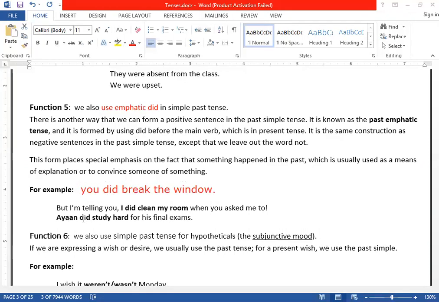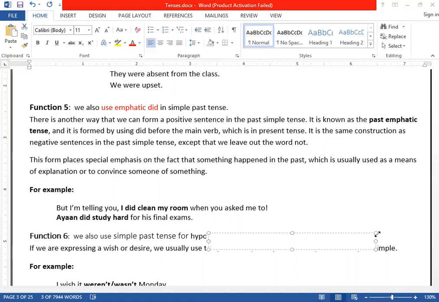Now, for example, Ayan did study hard for the exams. He did study hard. Like you tell him, you did not study. You didn't study for the exam. You say, no. He did study hard for the exam, but the paper was difficult. Are you getting it? Clear, your father tells him he did not study, but his teacher says, no, he did study hard for the exam. He did study hard. But the exam was tough. Are you getting it? So you are pressurizing. So that is called emphatic did.